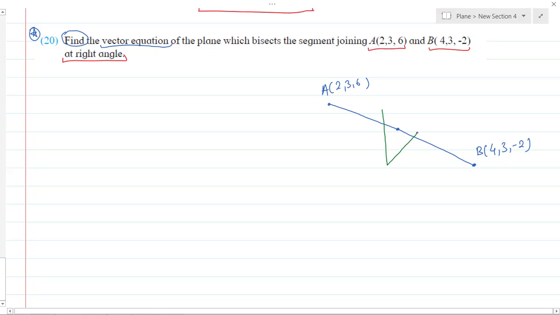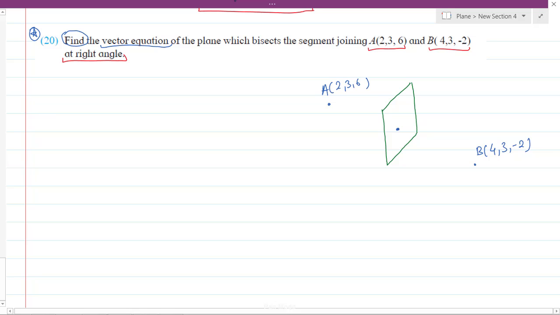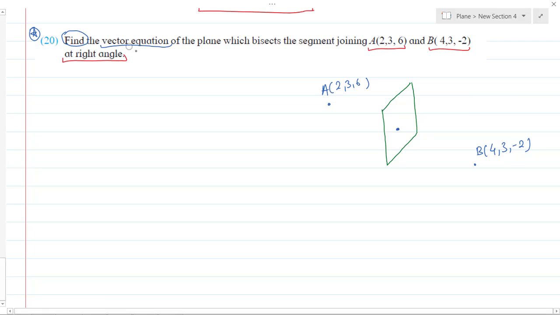Okay, perfect. So this is what the plane is now. Let me draw this in the three-dimensional way so that it will be easy for us to visualize. Now I hope you are getting this. This is what we have now.